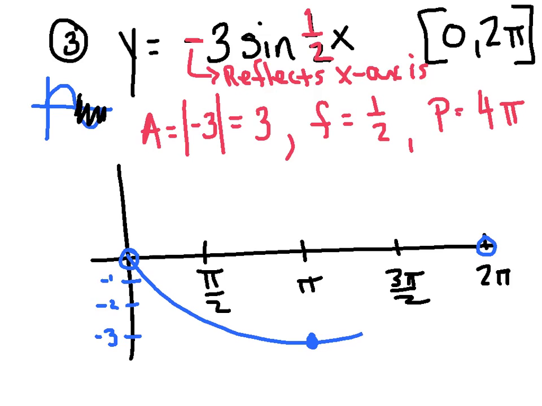And that's all it is. Again, you're more than welcome to plug that function into your calculator and graph it, zoom trig, see what it looks like. But we see half the cycle. The amplitude is 3, the distance from here to there. And the negative reflected it over the x-axis. So that's the final product.